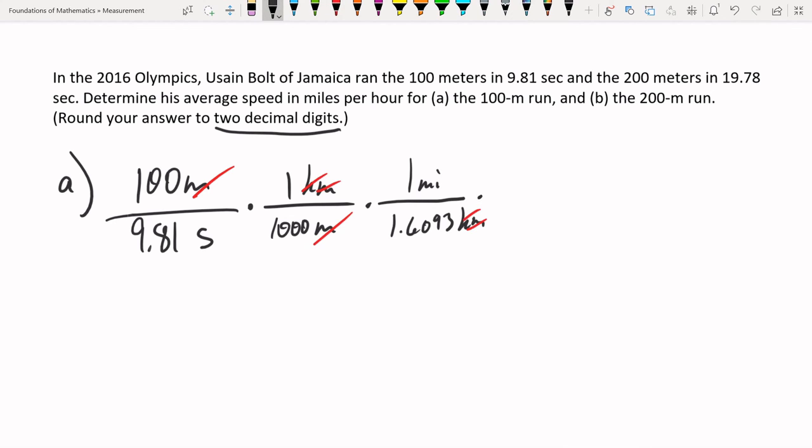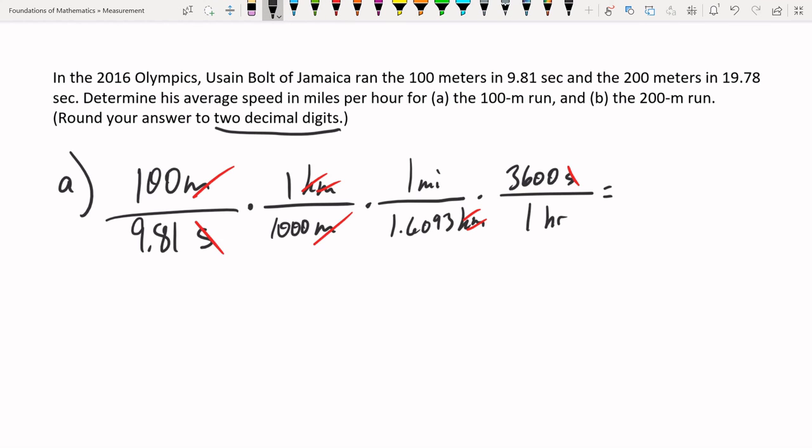Let's change seconds to hours. Okay, 60 seconds in 1 minute. Actually, I'm going to do a direct conversion. There's 3,600 seconds to 1 hour. You can convert seconds to minutes and then minutes into hours, and you'll see it's the same thing as what I'm doing here. I'm just doing this to save a little bit of space on the screen.